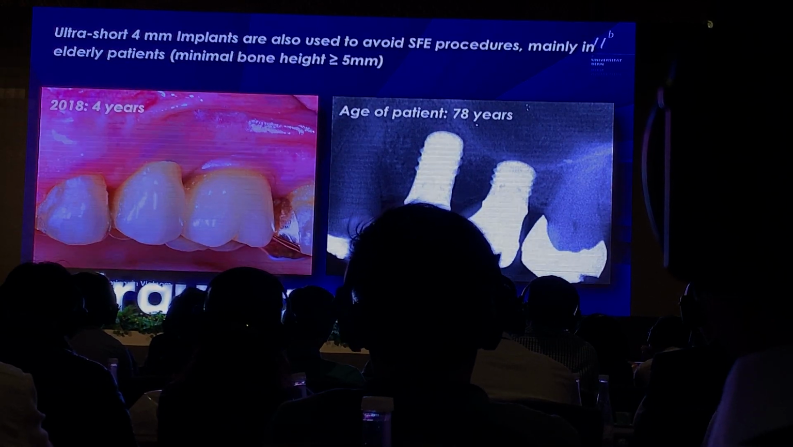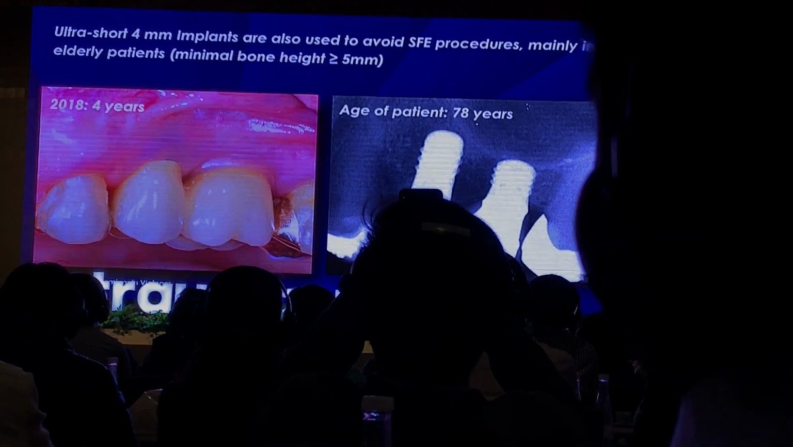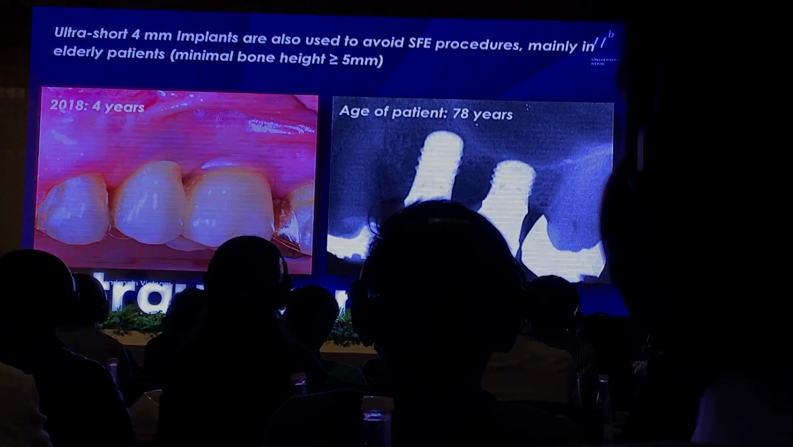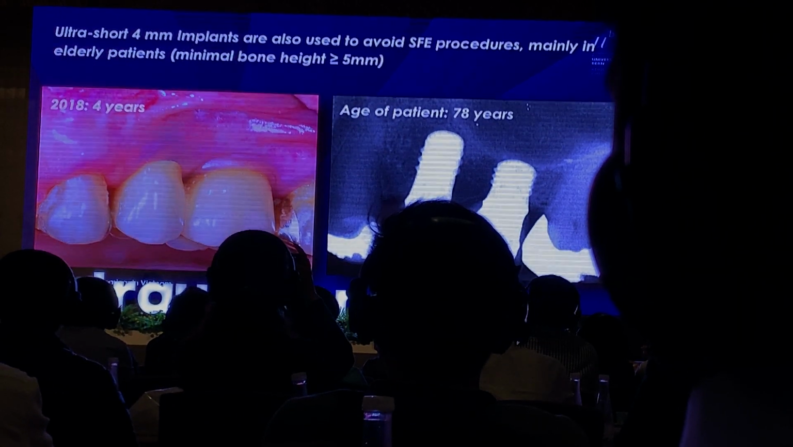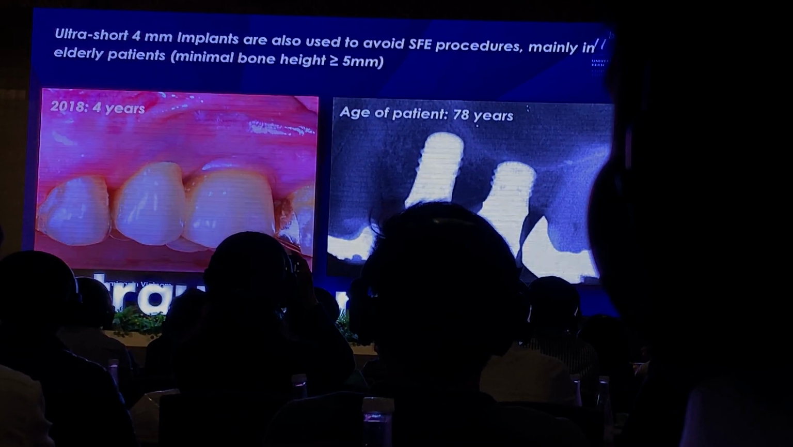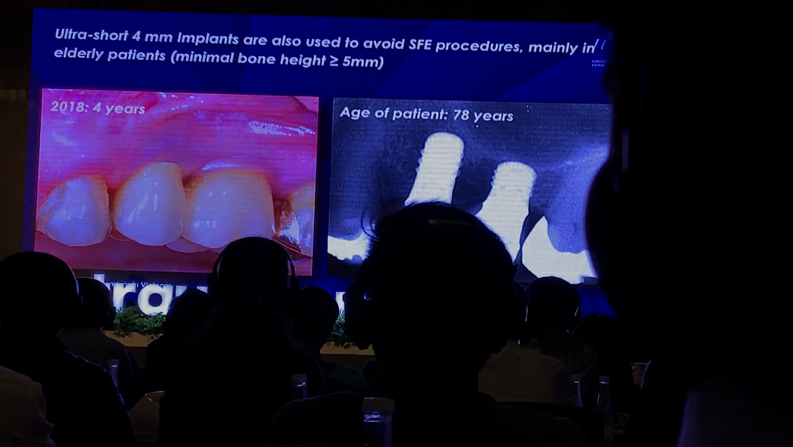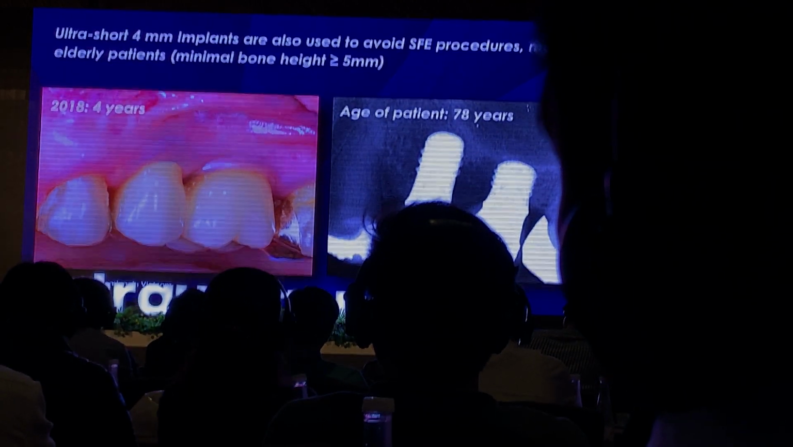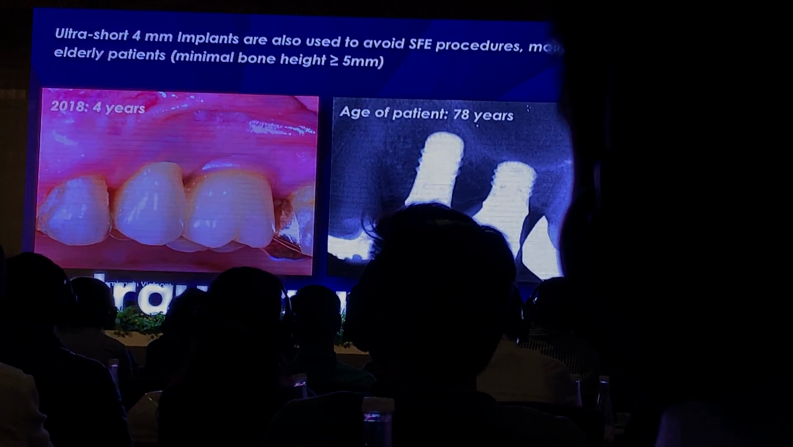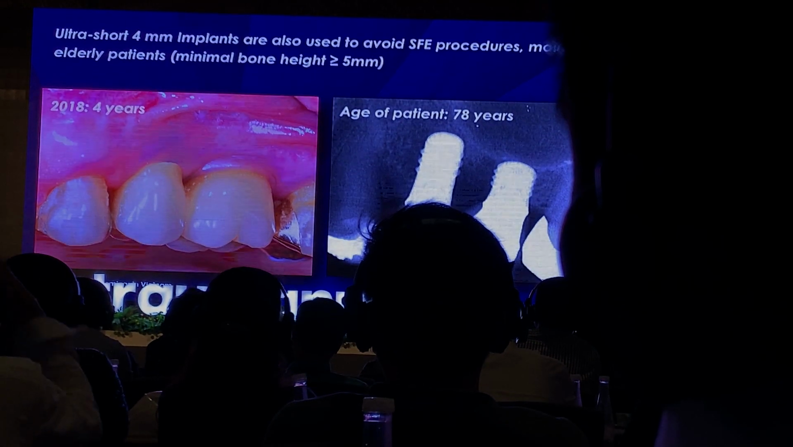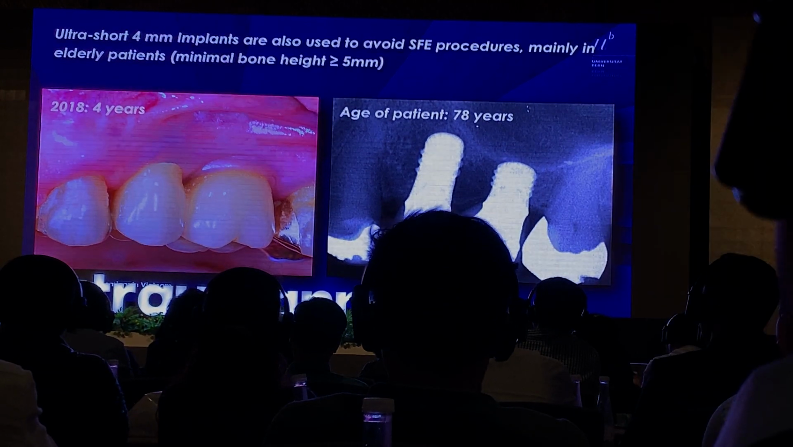Here you see one of the ultra-short babies, 4mm. This is also a 4-year follow-up. I have a couple of patients like this, 4mm in the first molar, 8 or 10mm in the second premolar, and then you splint it. And with that, you don't have to do a sinus elevation procedure. That is a big advantage for the patient. But I have to confess, we don't have any long-term data, only up to 5 years now. You see, this is a 4-year follow-up, but a small number of patients in our department.